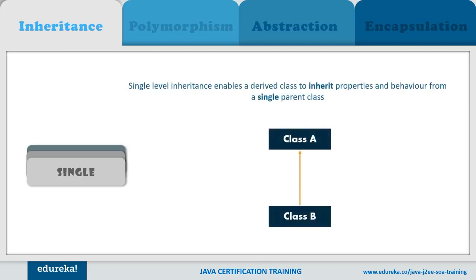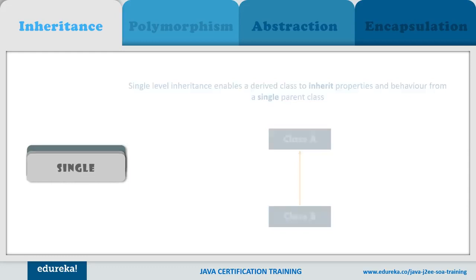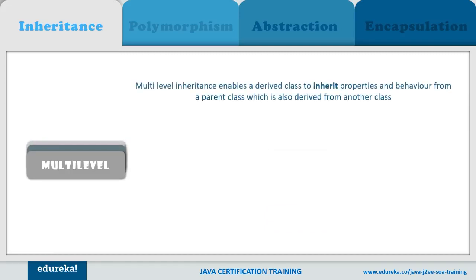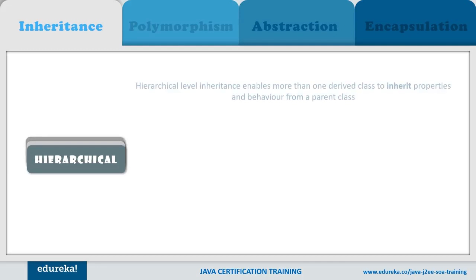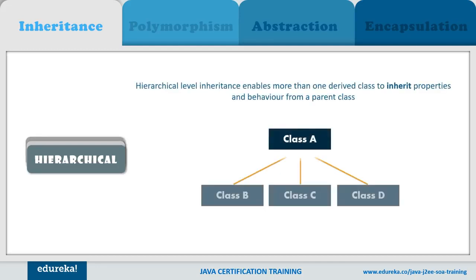In single level inheritance, we have one parent and one child. The arrow is upwards because B is an A, right? So it's an extension relationship. Then we have multi-level, parent to child, child to grandchild. And thereafter, we have hierarchy, where one parent has multiple children. Remember, we don't have support for multiple inheritance in Java. That's the reverse of this hierarchy: multiple parents having the same object.